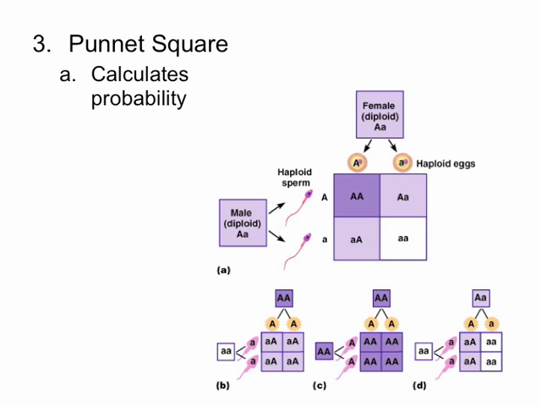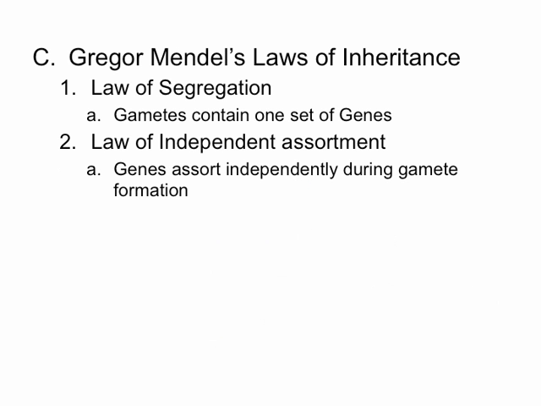The male genotype in that case would be little a, little a. So again, it's just calculating the different probabilities. Now, we're going to look a little bit more at laws of inheritance.